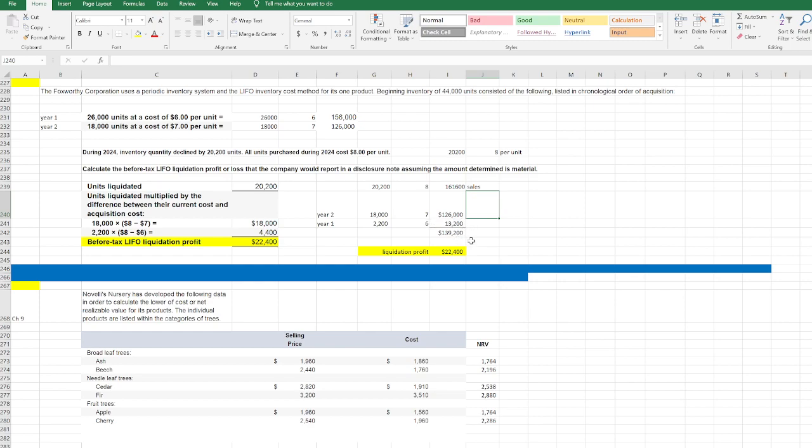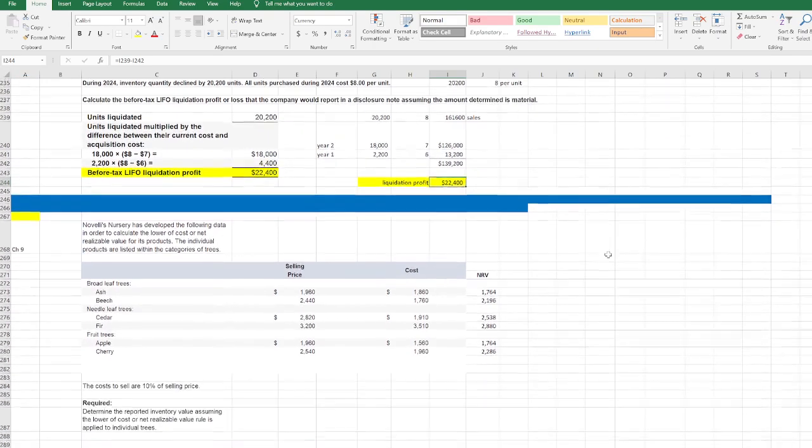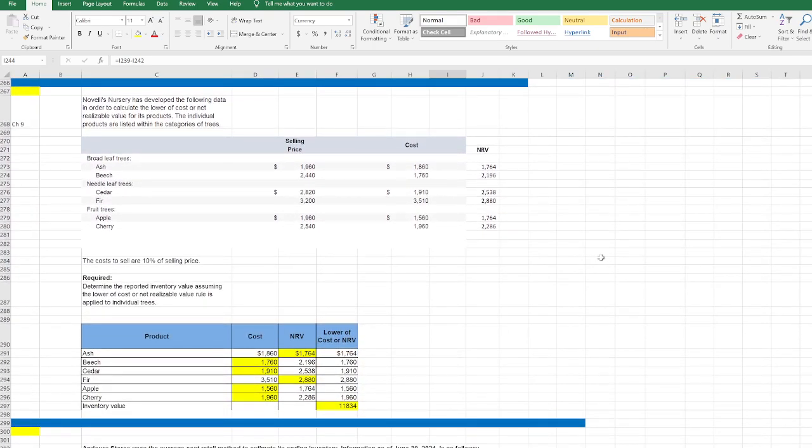That gives me a cost of 139,200. Subtract that out from sales, and I get liquidated profits of 22,400. So whichever way makes sense to you, it's fine. Just be consistent, and it'll make sense. All right, let's move on to chapter 9.